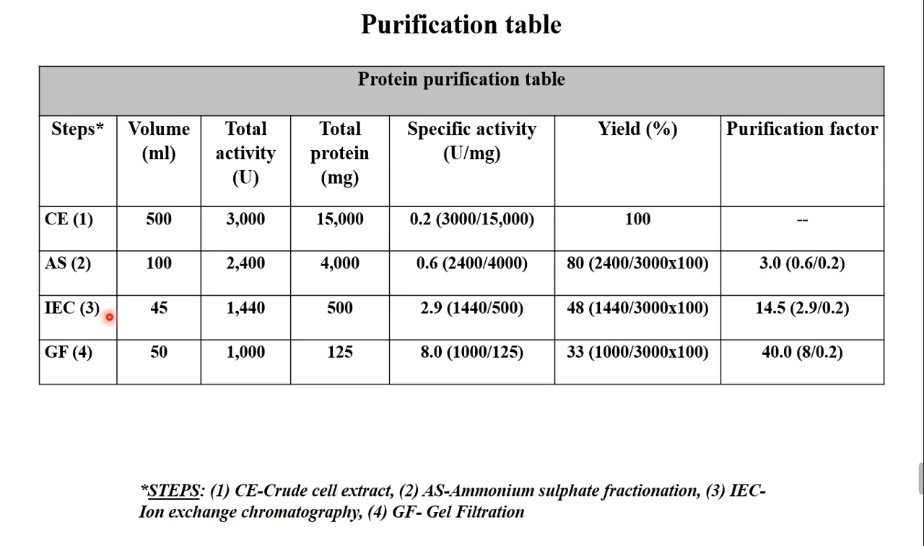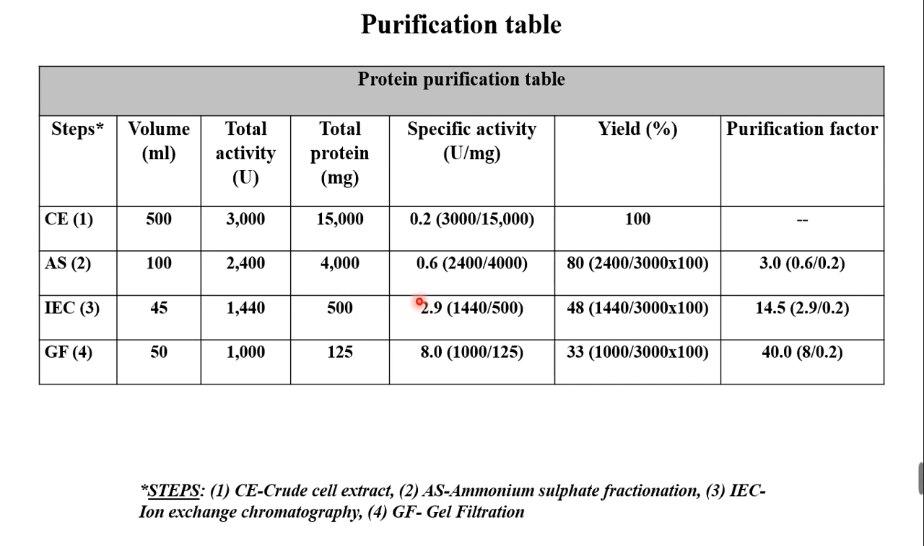During the chromatography I got a few fractions of my purified enzyme, and I pooled all the active fractions. This is only 45 ml. I checked the activity of this 45 ml, that is 1440 IU, and in the 45 ml the total protein is 500 milligram.